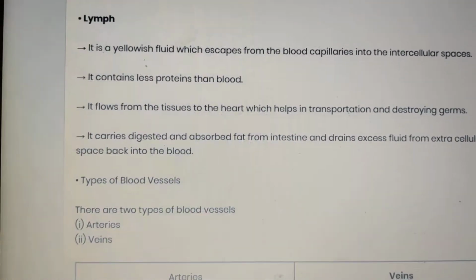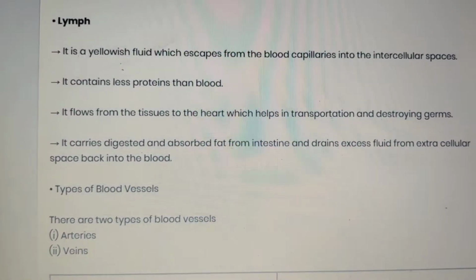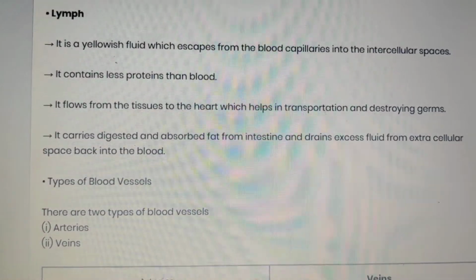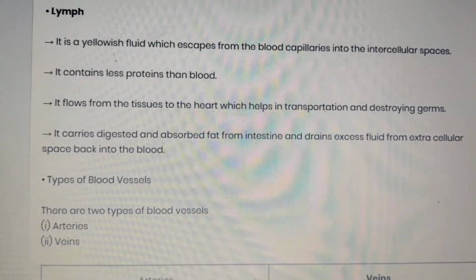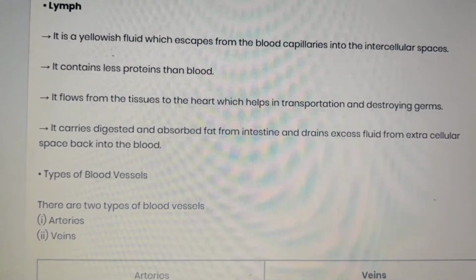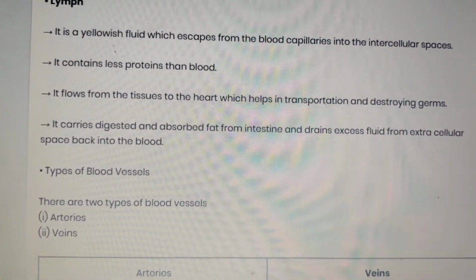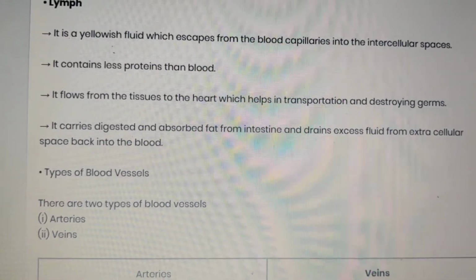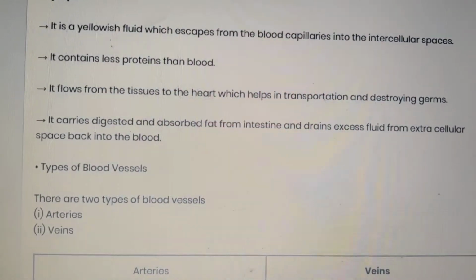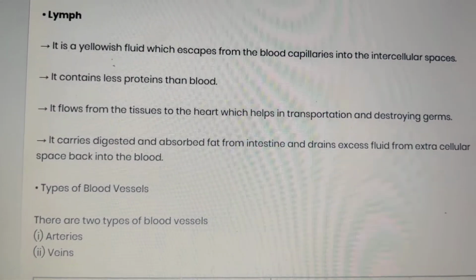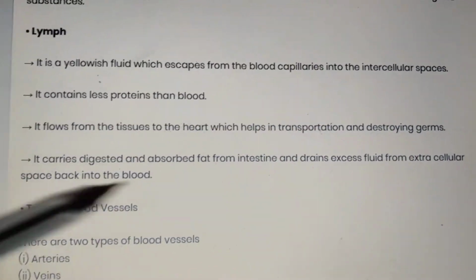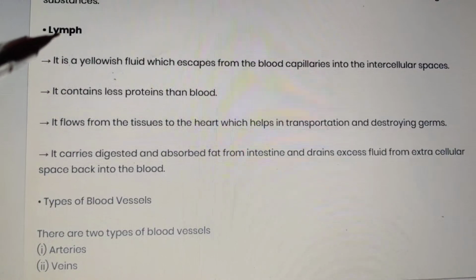It contains less protein than the blood, obviously, because it is filtered blood. It flows from the tissue to the heart, which helps in transportation and destroying germs. So it also protects us from different antigens. It carries digested and absorbed fat from the intestine and drains the excess fluid from the extracellular space back into the blood. So this is also a very important function of the lymph.